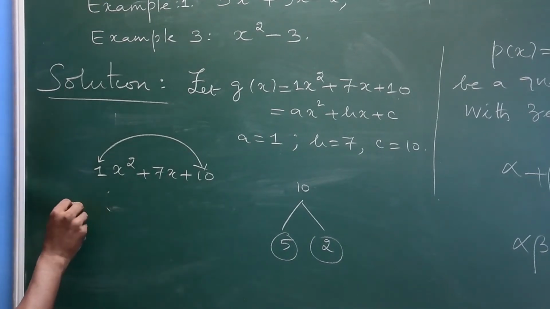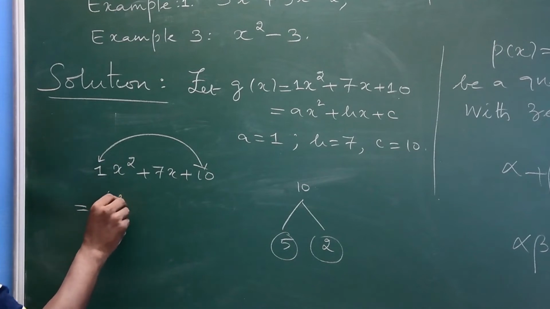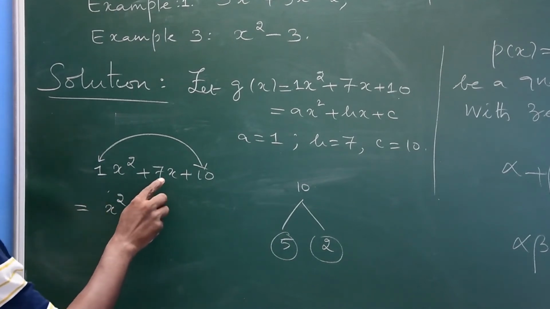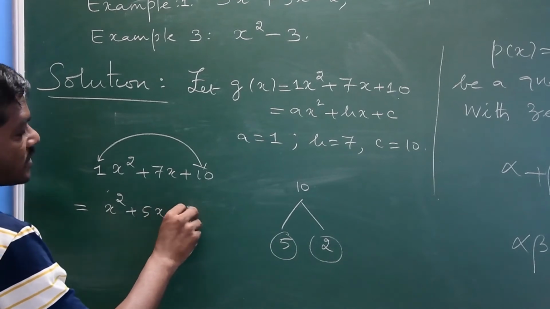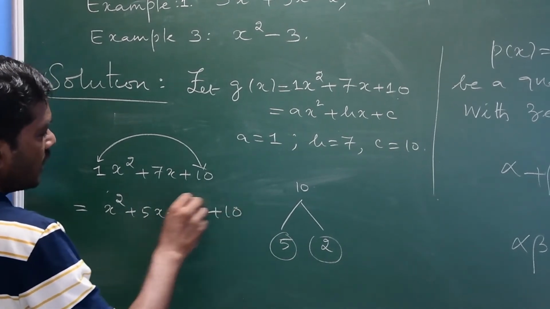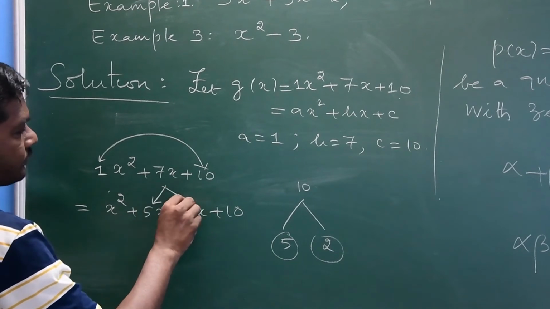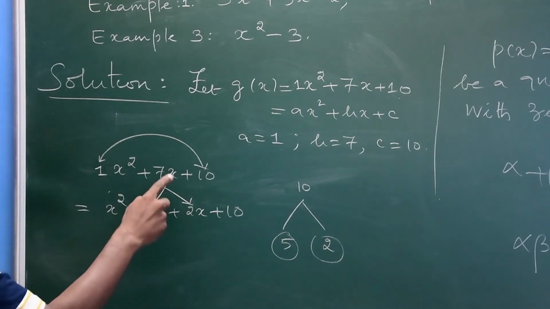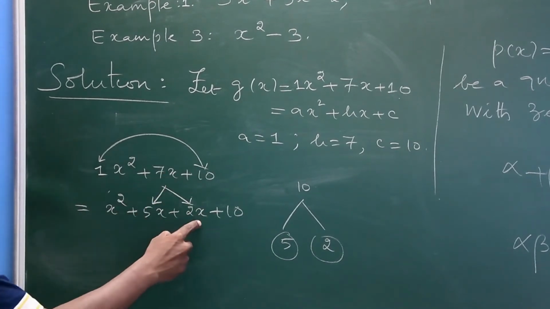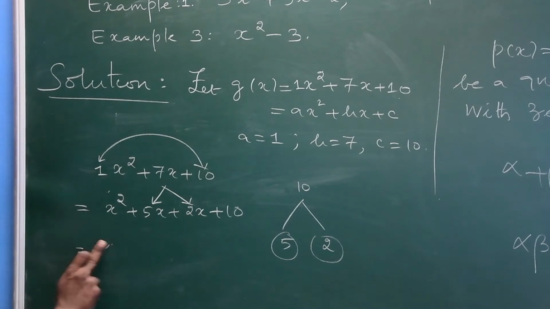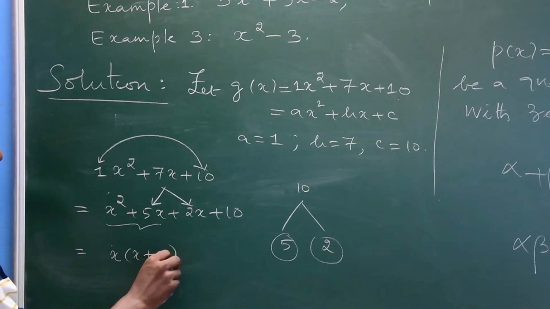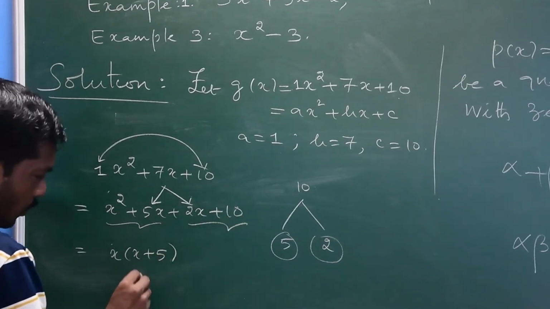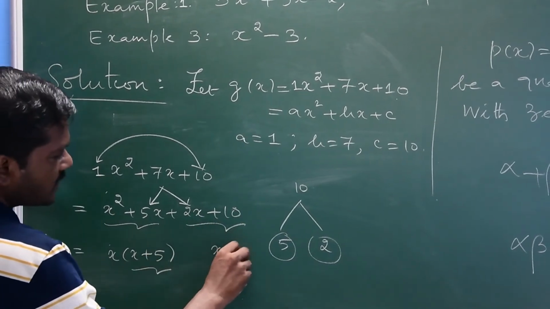Or if you want, you can do this: x square, let us split this 7x into 5x plus 2x, plus 10. We have split the middle term into two terms. So from these two, x is common, so you can take x plus 5. And from these two, you copy this and paste here, x plus 5.